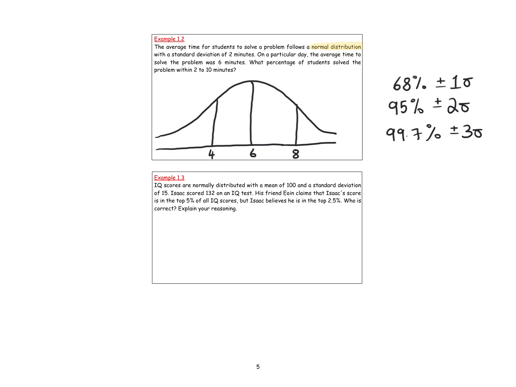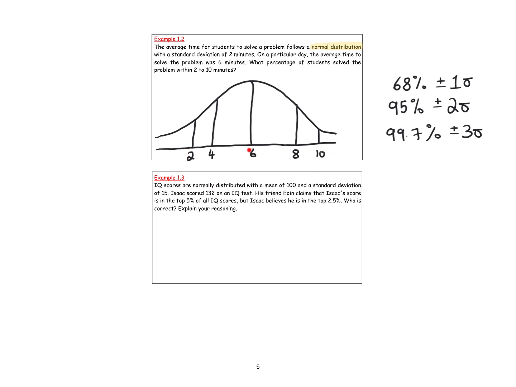Again, we're going to minus another standard deviation and add another standard deviation. Minusing another standard deviation will be at 2. Adding another standard deviation will be at 10. Again, we check the question, and in the question it says what percentage of students solve the problem within 2 to 10 minutes. And if you see now, we have 2 and we have 10.